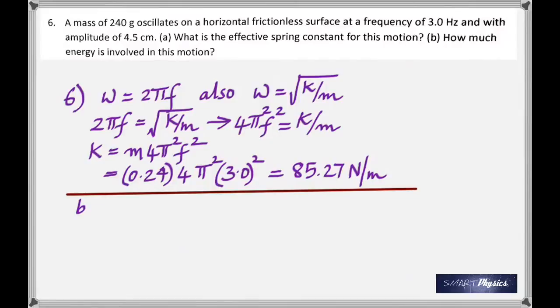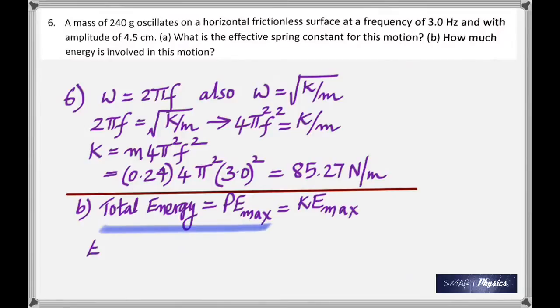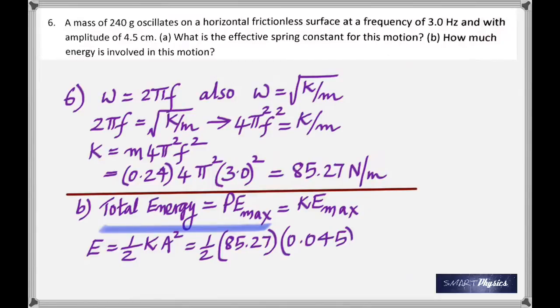And how much energy is involved in this motion? The total energy is equal to maximum potential energy, which will also be equal to maximum kinetic energy. Remember that at the amplitude position, all the energy is potential, and as it's passing through the equilibrium position, that's when it has maximum speed. So all of the potential energy becomes kinetic energy. So you could use 1/2 kx squared maximum, which is ka squared, because the maximum value of x is the amplitude. I hope that's clear. So 1/2 k a squared. K is 85.27 and the amplitude is 4.5 centimeters, but that is 0.045 meters, and you get 0.086 joules.